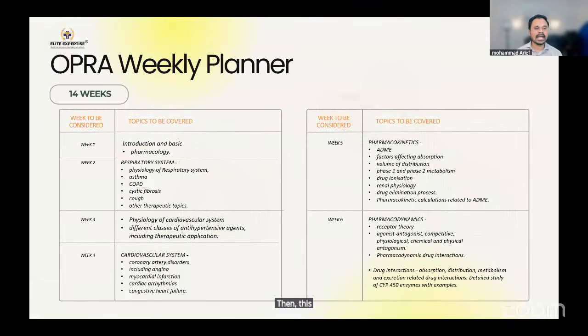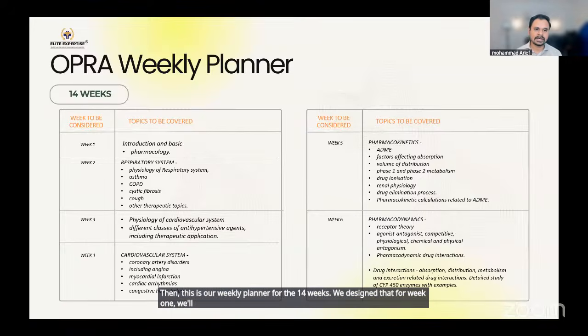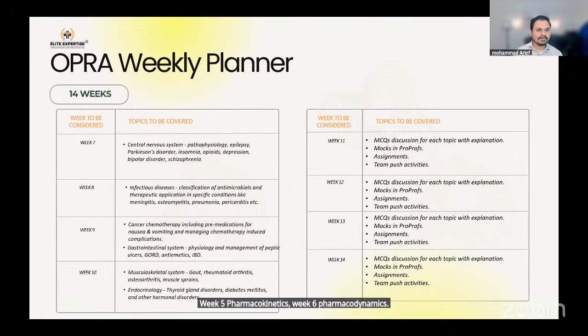This is our weekly planner for the 14 weeks. For week 1, we'll take some introduction and the basic pharmacology. Week 2, respiratory system. Week 3, physiology of the cardiovascular system. Week 4, we continue the cardiovascular system. Week 5, pharmacokinetics. Week 6, pharmacodynamics. Week 7, CNS. Week 8, infectious disease. Week 9, cancer, chemotherapy, GIT. Week 10, musculoskeletal system and endocrinology. Then weeks 11, 12, 13 and 14, the last 4 weeks, are completely revision sessions.